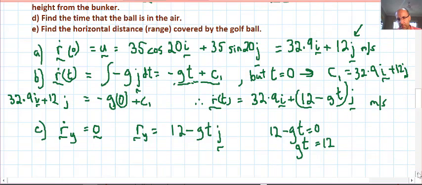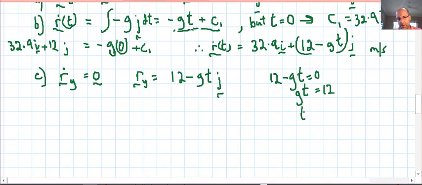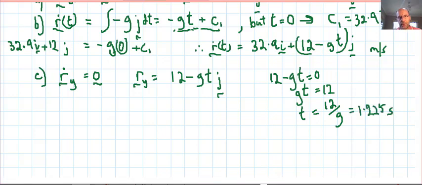Remember g being a constant, and t equals 12 over g. And if you needed a decimal, 1.225. To find the location, we use a position vector. Okay, now we don't actually have that yet, so we've got to derive that too.